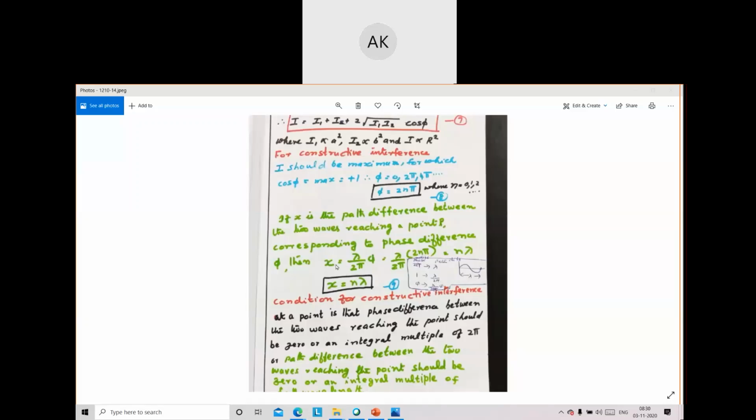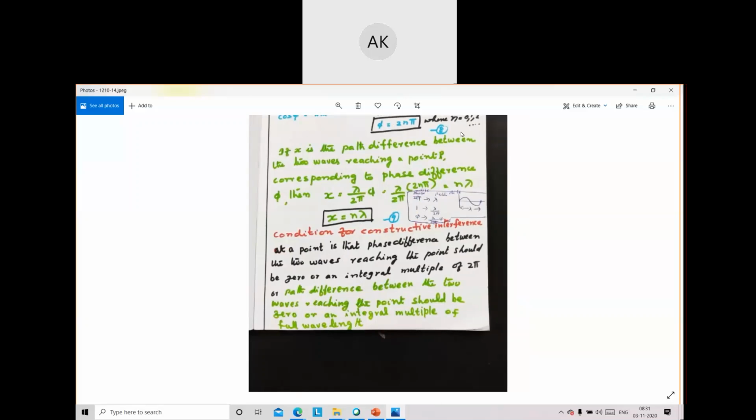So you just substitute: path difference equal to lambda by 2 pi into phi. Substitute the value of phi as 2n pi. The 2 pi cancels, we get n lambda. So path difference is n lambda, and we get a bright fringe. So now we have the condition for constructive interference: when the phase difference is 2n pi or the path difference is n lambda, we get a bright fringe. The path difference between the two waves is an integral multiple of lambda.